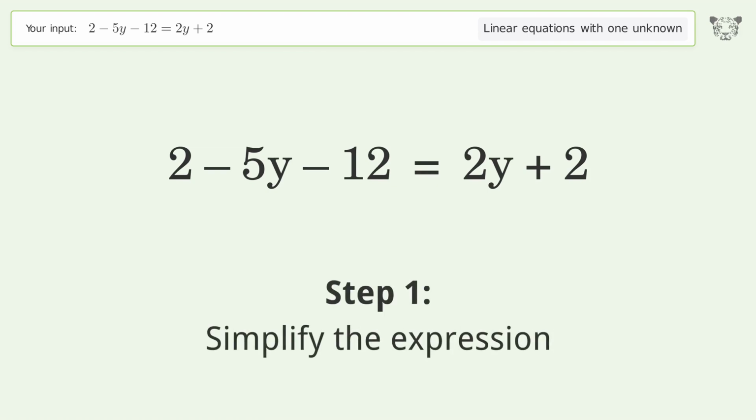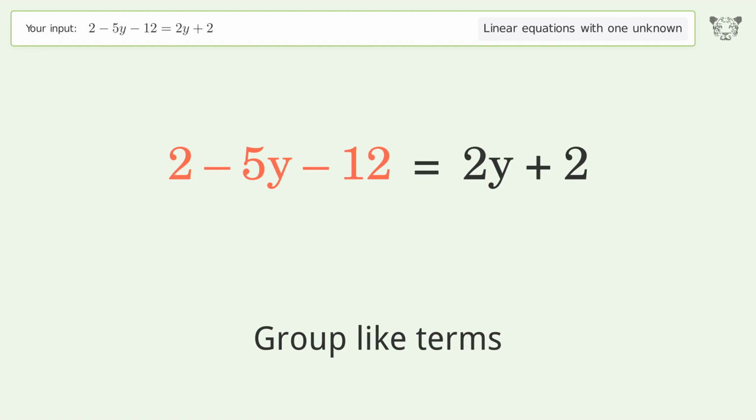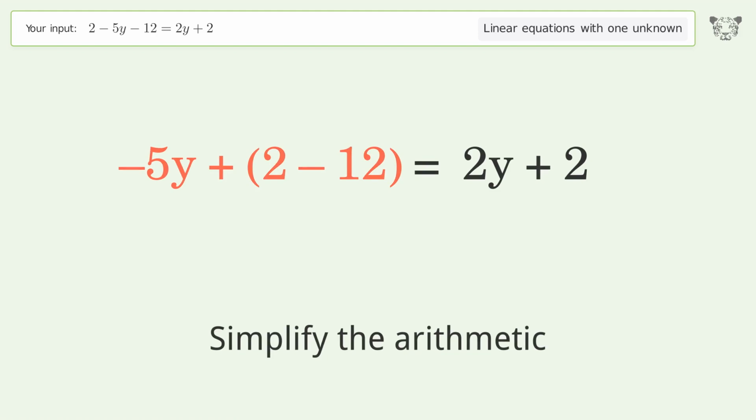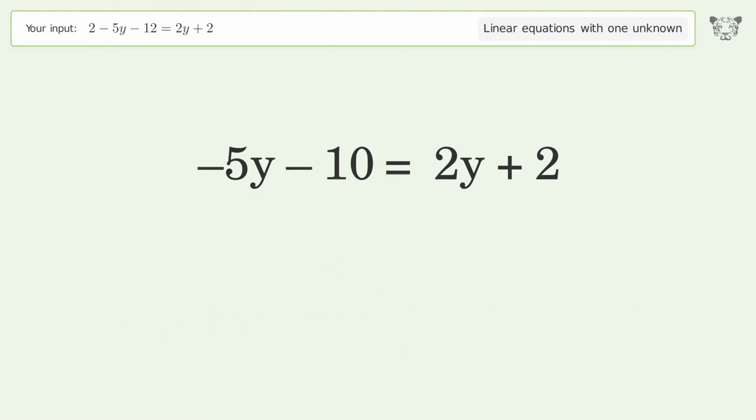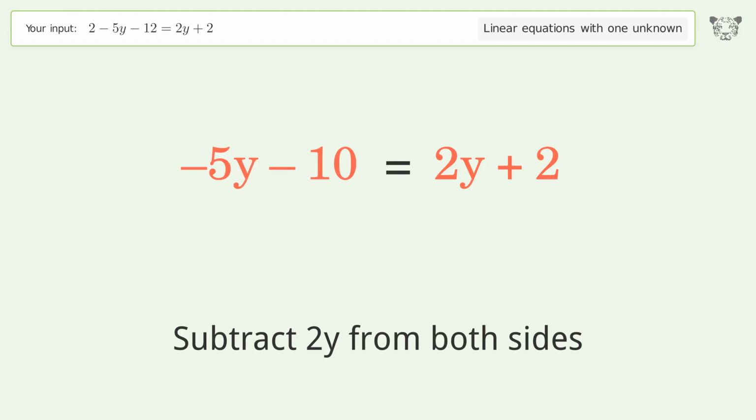Simplify the expression. Group like terms. Simplify the arithmetic. Group all y terms on the left side of the equation. Subtract 2y from both sides.